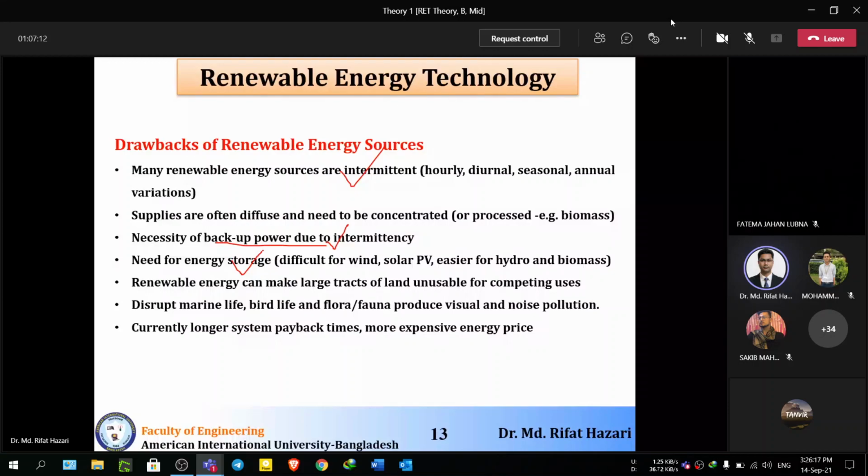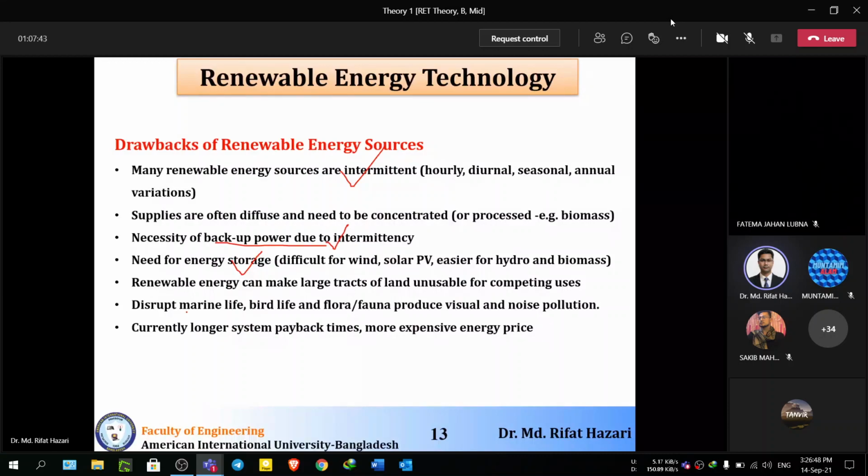But remember one thing, if you add extra items or any extra devices in your power system, in that case what will happen? Your system cost will increase, right? This is one of the disadvantages. And another disadvantage, if you consider renewable energy, it will take a large amount of space. Okay, and also if you talk about the wind turbines, sometimes they produce noise. Okay, so this noise is harmful maybe for the insects or maybe for the birds.